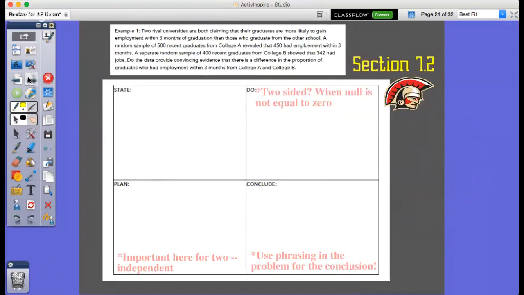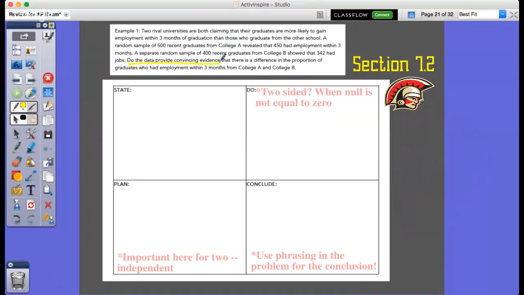All right, 7.2. This is where we start moving into our two-sample proportion and two-sample mean, okay? So we're going to hit on that real quick. We'll walk through this together. As we look at this, just notice a couple things. Does the data provide convincing evidence? It says two rival universities are both claiming that their graduates are more likely to gain employment within 3 months of graduation than those who graduate from the other school.